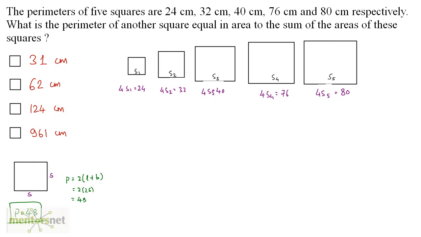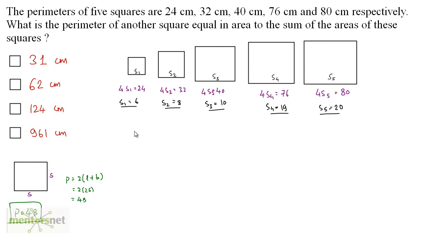Okay, now I can calculate the values of the sides of each of the squares. So S1 is equal to 24 by 4, that's 6. S2 is equal to 32 by 4, and that is 8. S3 is equal to 40 by 4, that's 10. S4 is equal to 76 by 4, and that is 19. And S5 is equal to 80 by 4, and that is 20. So we have the sides of each of the squares.